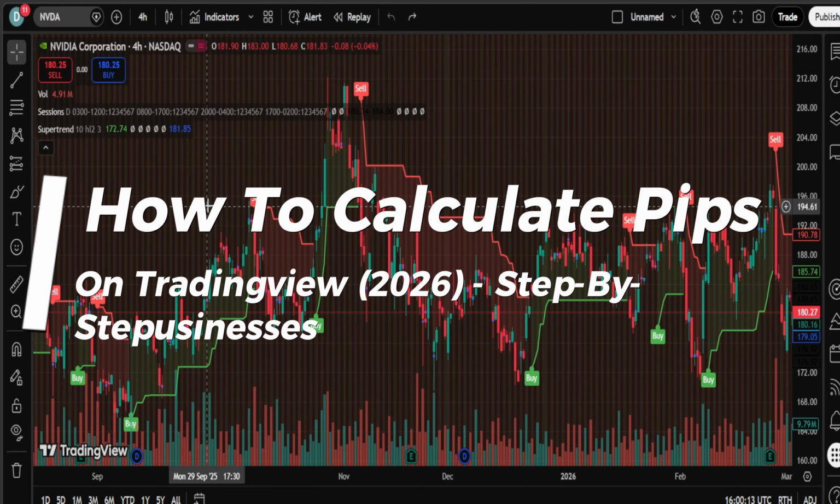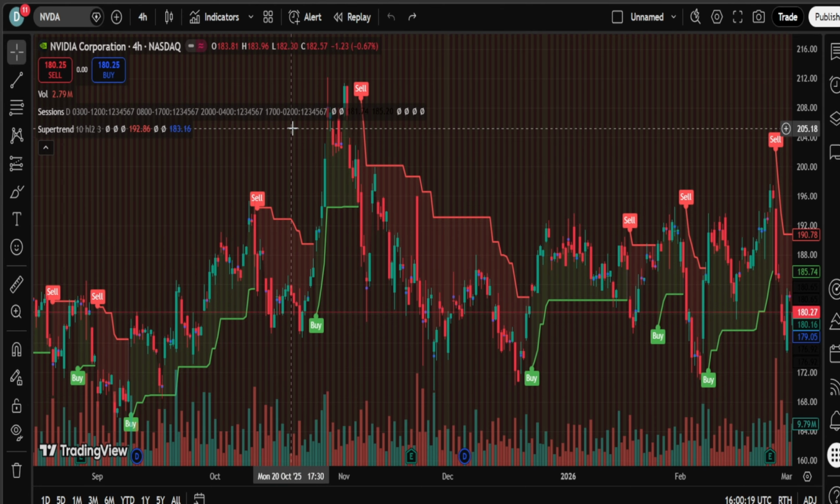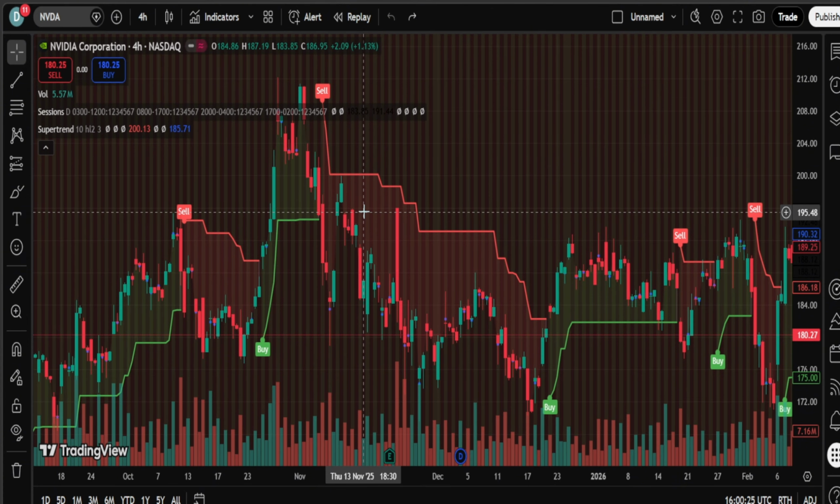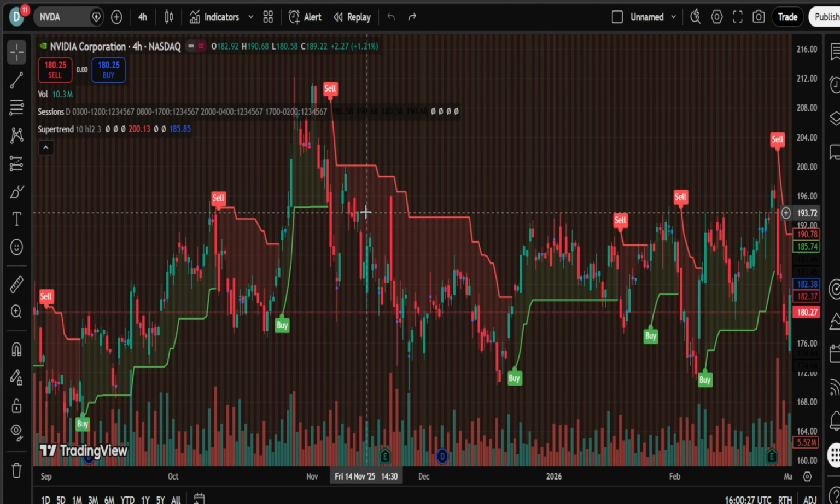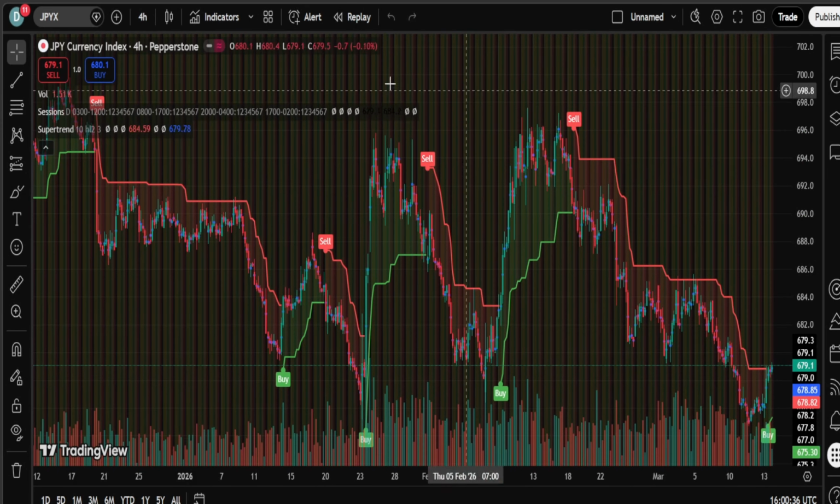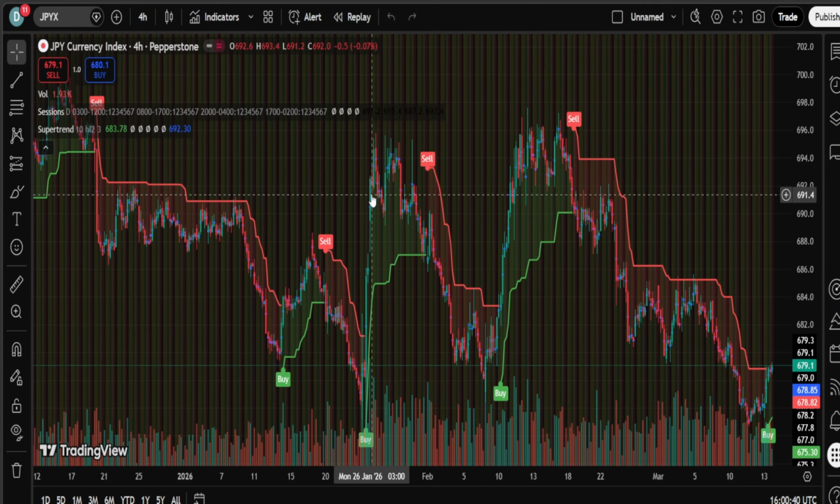To calculate pips on TradingView. So this is the unit used in forex trading to measure the change in value between two prices of a currency pair. So let's say for most currency pairs, 1 pip equals 0.0001, while pairs that include the Japanese yen, just for example, use 0.01 as 1 pip.